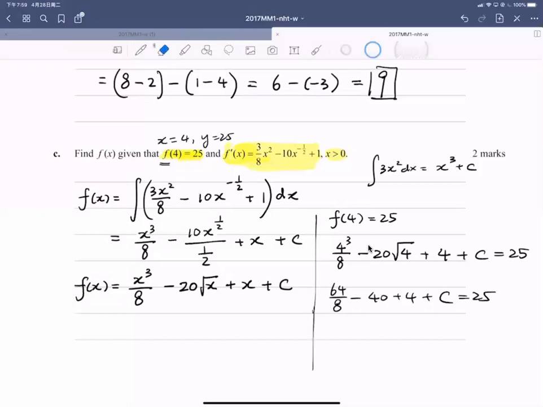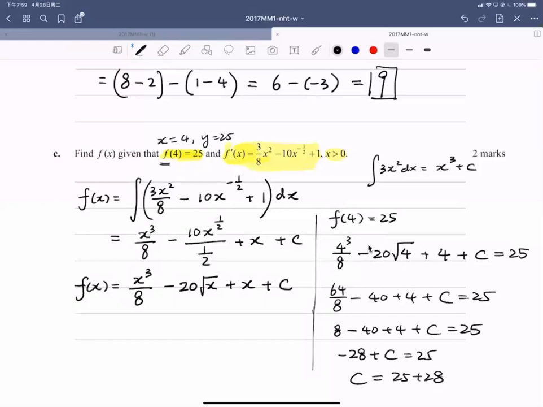Let's keep calculating. Thank you, black pen. 8 minus 40 plus 4 plus c equals 25. And 12 minus 40 is minus 28 plus c equals 25. Therefore, c is 25 plus 28, which is 53. And don't forget to restate the rule of f of x, because that's what the question is looking for.